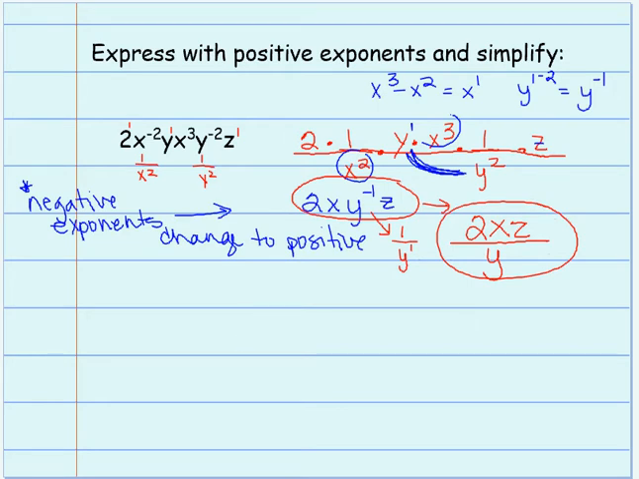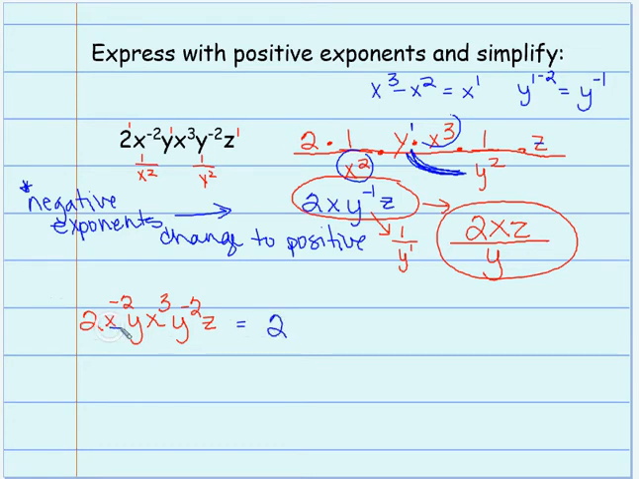Now, what's the other way that we could have done this problem? Well, let me write these down. 2x to the negative 2y, x cubed, y to the negative 2z. Well, we could have used our properties of exponents right here. I know that I have a 2 and there's no other 2, so I can write down a 2.